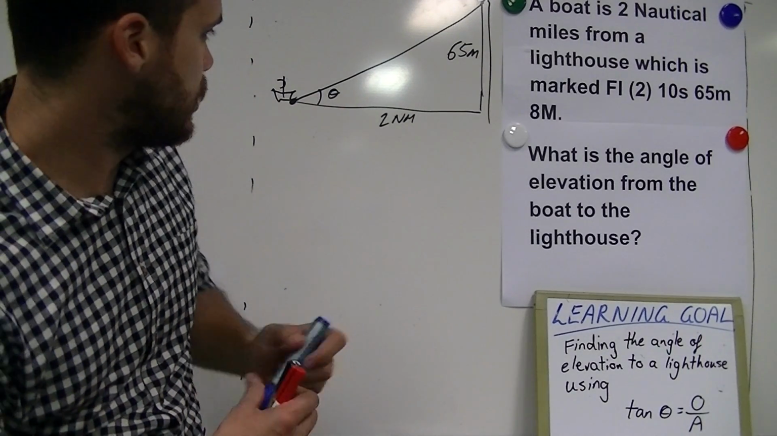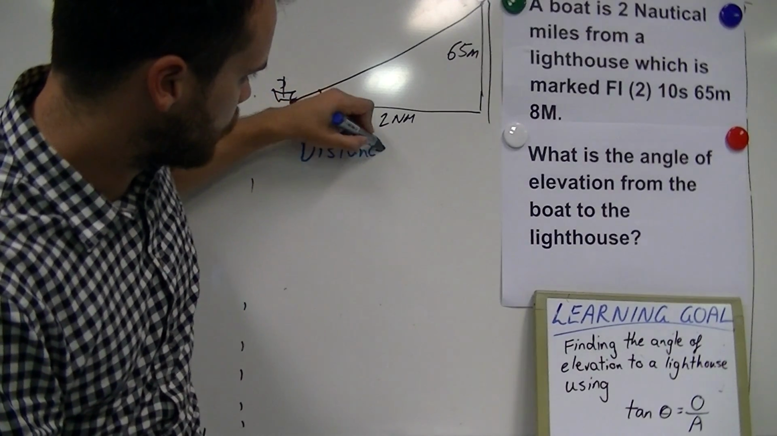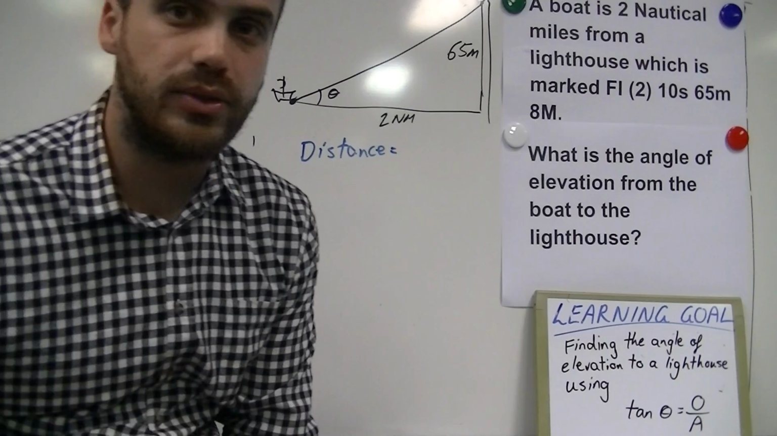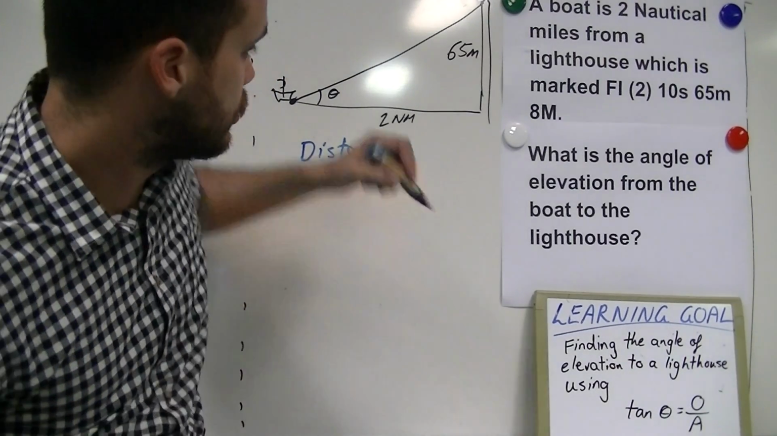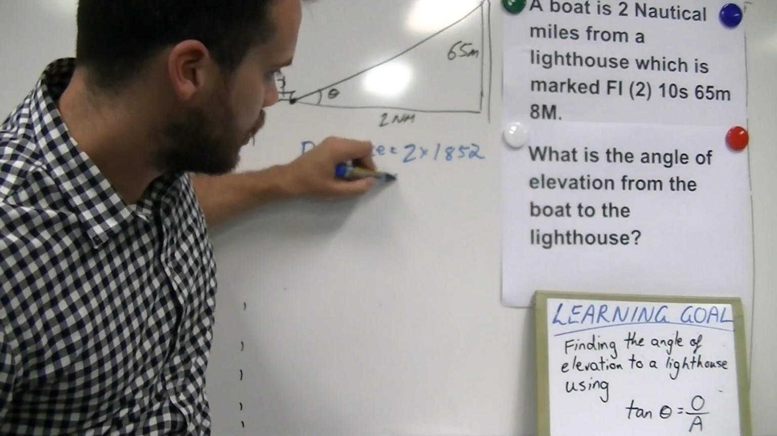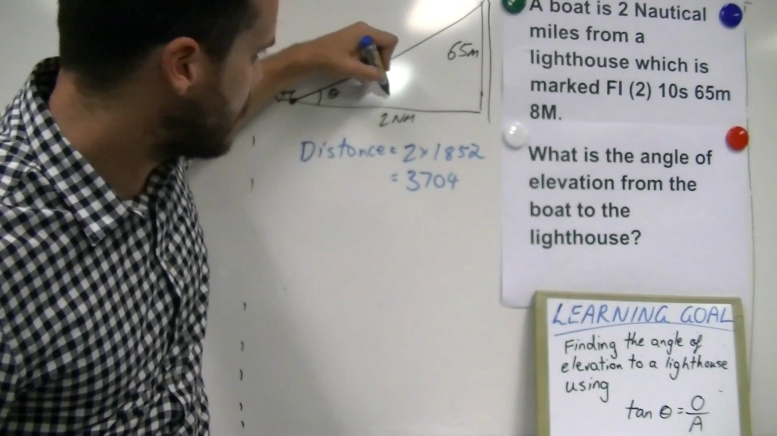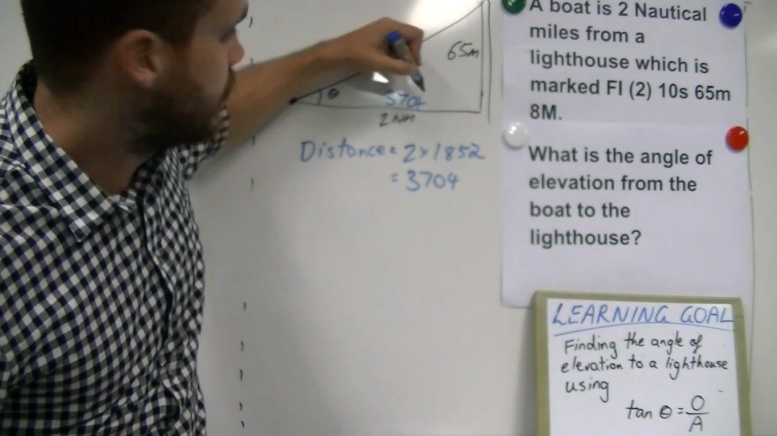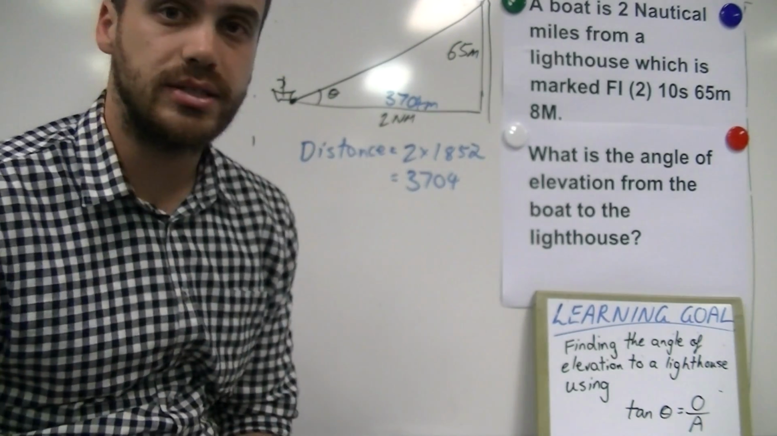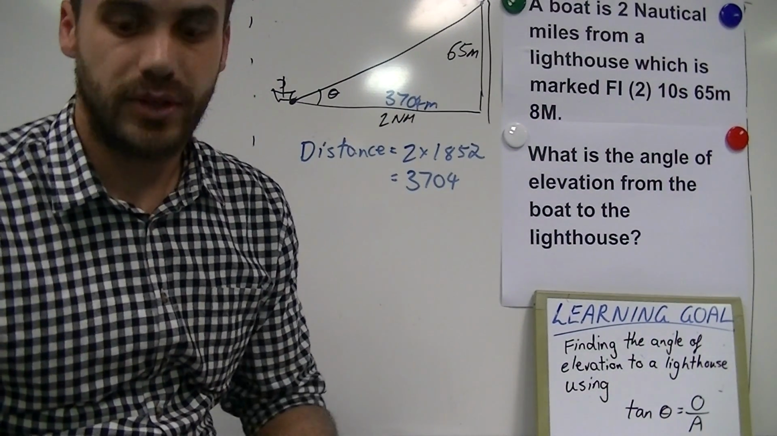Now in order to do that conversion, you're going to need to multiply by your conversion factor of 1,852. So it's going to be 2 times 1,852, which is going to give you a total of 3,704. Now that means that that is 3,704 metres long from boat to lighthouse. Now after that, it's fairly simple.